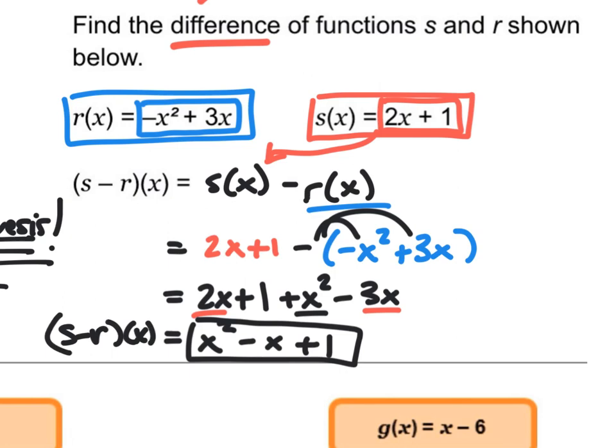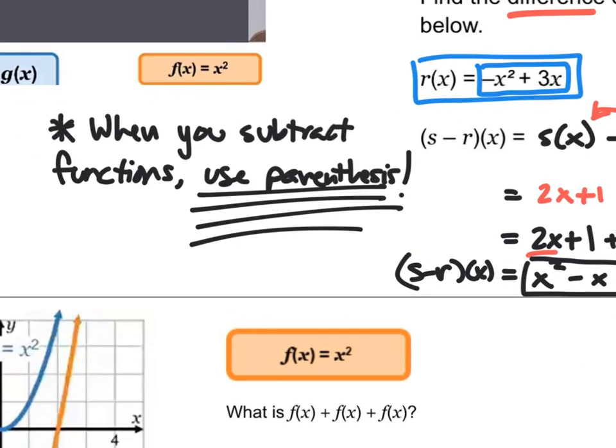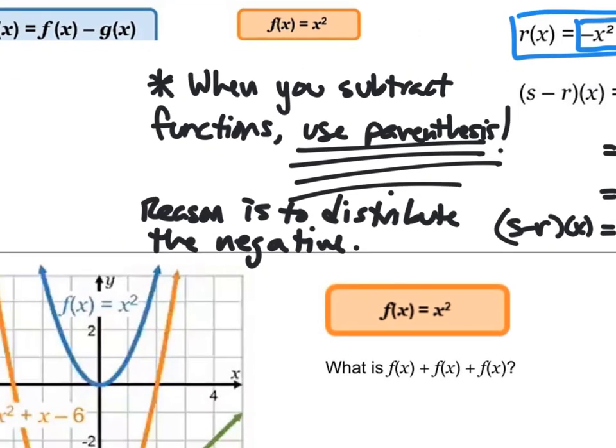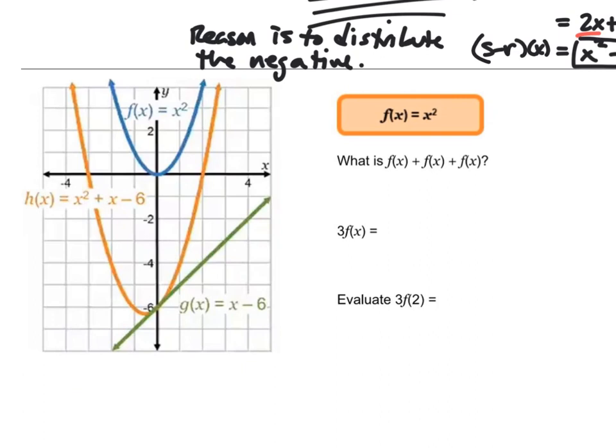So again, the idea is that we are operating within functions. We are subtracting functions and obtaining a new function. And that's all we're doing. But make sure that when you subtract functions, use parentheses. And the reason, let's write this down, is to distribute the negative. Distribute the negative. It's really important that we write that down, really important that we know that.